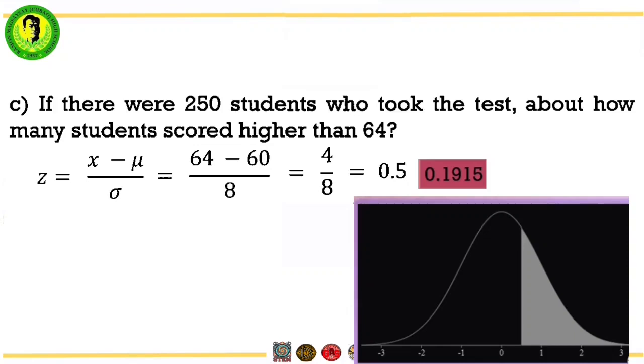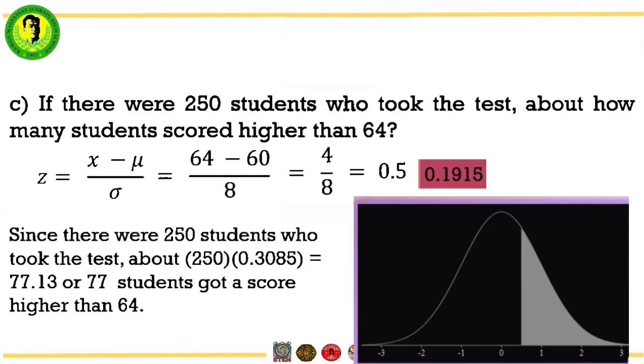So that probability, we will multiply it by 250. So we will get 77.13. So approximately 77 students got a score higher than 64 if there were 250 students who took the test.